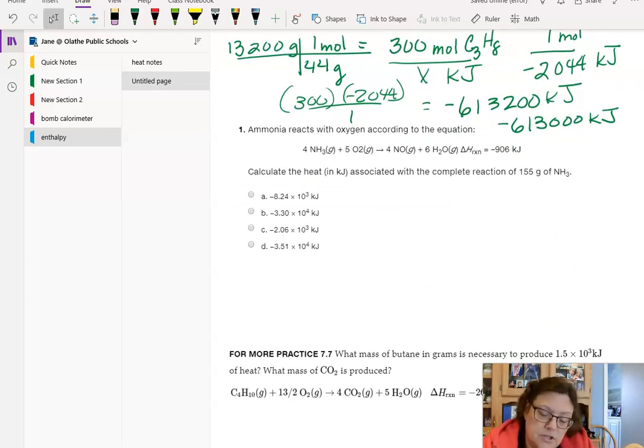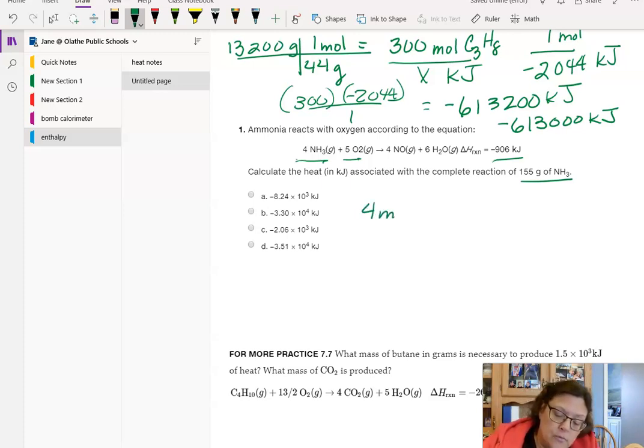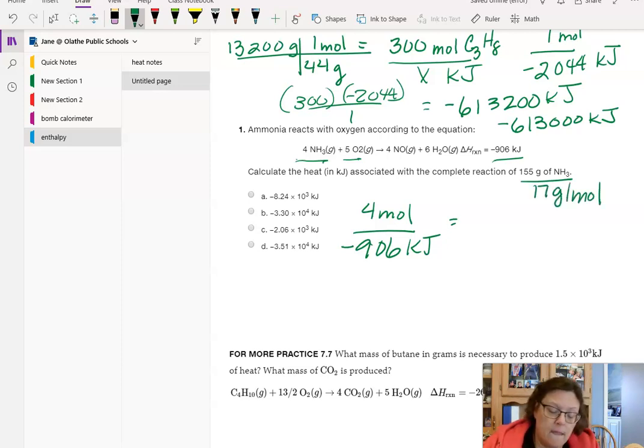Ammonia reacts with oxygen according to this equation. 4 moles of ammonia and 5 moles of oxygen will produce 906 kilojoules. Calculate the heat if we have 155 grams of ammonia. All right, we know 4 moles is going to make negative 906 kilojoules, right? So how many moles of ammonia do we have? We have to change grams to moles. To do that, we divide by 17 grams in 1 mole. 155 divided by 17, I get 9.12 moles. How much energy is that?